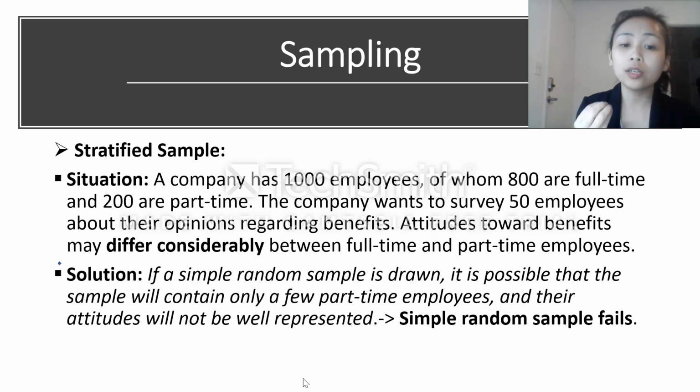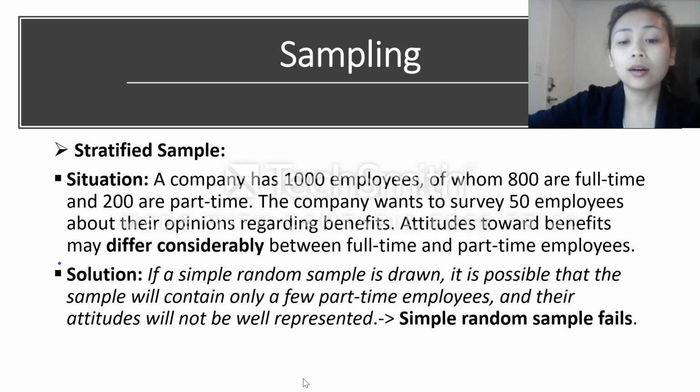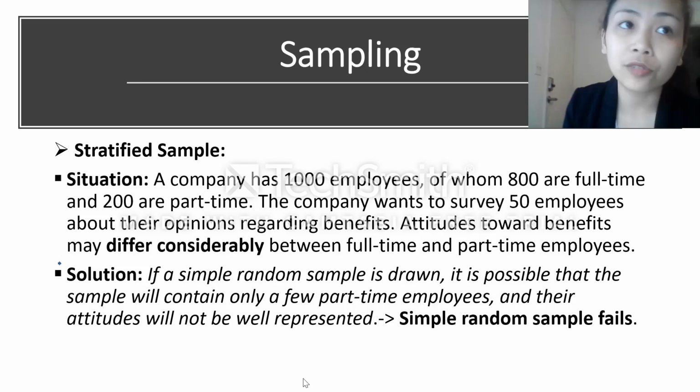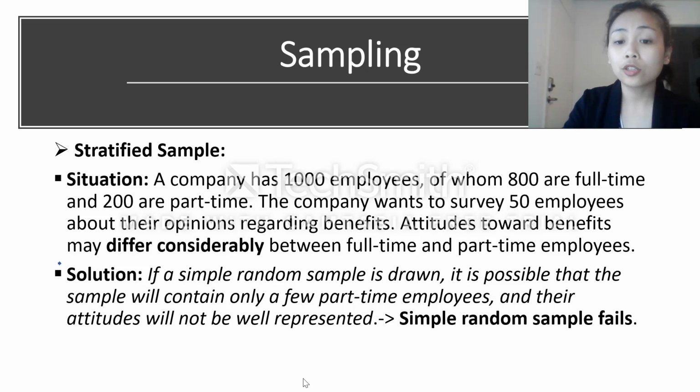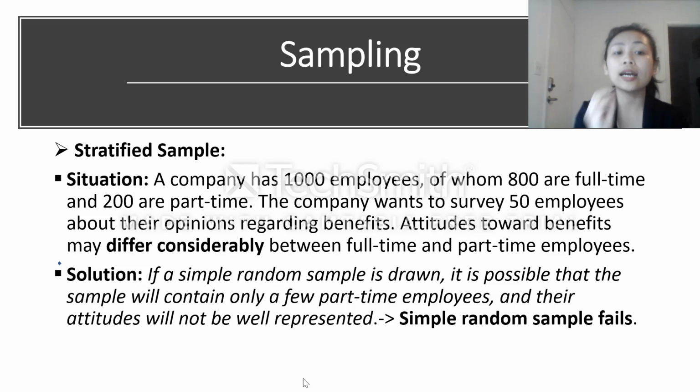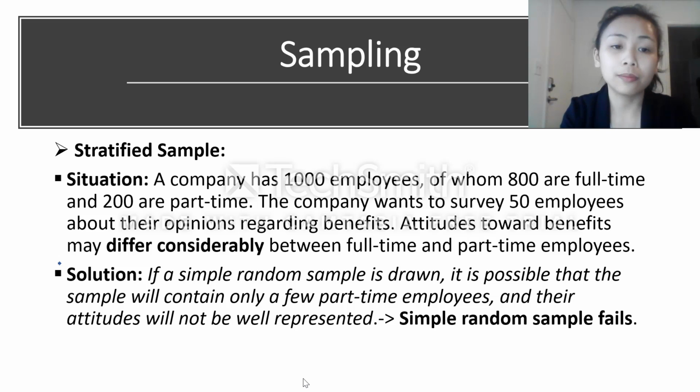So the solution here, first we think about simple random sample. If a simple random sample is drawn, it is possible that the sample will contain only a few part-time employees and more full-time employees. But you know that the attitudes of part-time employees might be different from the full-time employees because full-time employees receive more benefits. So in this case, simple random sample fails to answer the question of attitude towards the benefits. So we have to find a way that guarantees that we can collect the opinion from both groups, the group of full-time and the group of part-time.